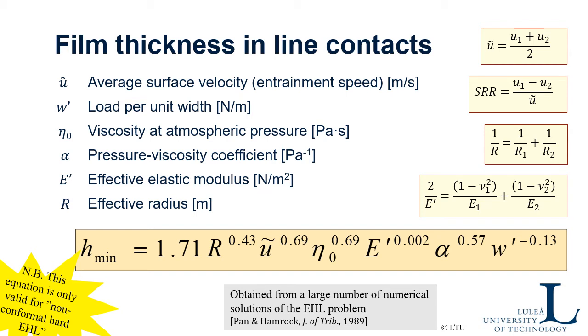So by just knowing the radius, speed, viscosity, elastic properties, alpha and load, you can directly compute the minimum film thickness. And this equation is relatively accurate. When I say accurate in tribology, I mean plus minus 20% or so. But for the purpose of determining the film parameter, it's very useful.